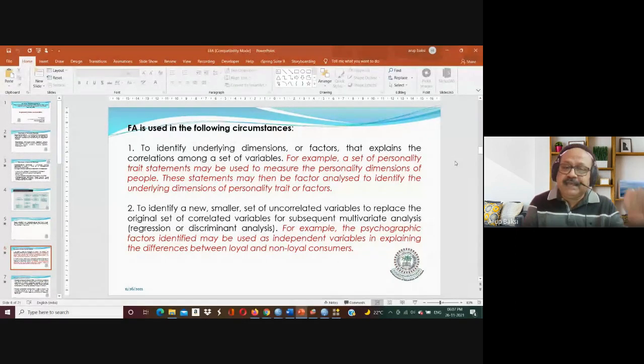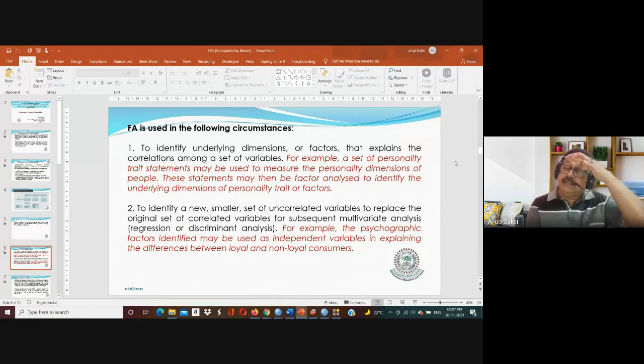Now, these 5 factors they identified, they named. Factor 1, they named it reliability. Factor 2, they named it tangibility. Factor 3, they named it empathy. Factor 4, they named it responsiveness. And factor 5, they named it assurance. So they identified these 5 factors or 5 dimensions which can directly represent the quality of the service.